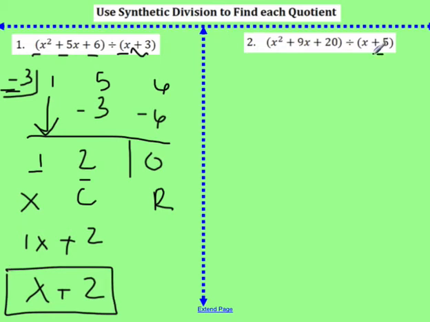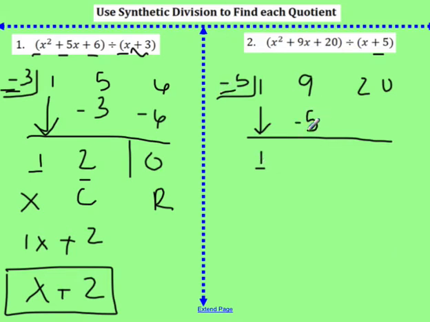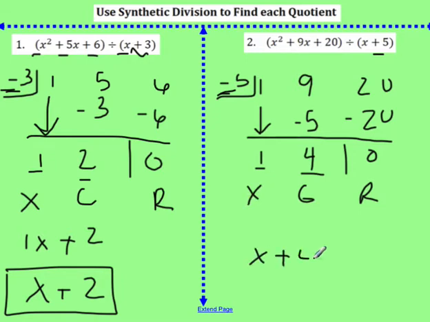Taking a look at number 2, again, the opposite of this term gives you negative 5, and then we have 1, 9, and 20. First we drop down the 1. 1 times negative 5 is negative 5. 9 plus negative 5 is 4. Then you take the 4 and multiply by the negative 5, which is negative 20. You add that and you get 0. So now my remainder is 0, my constant is 4, and my x coefficient is 1. That's the same as x plus 4. I don't need to write out anything with the remainder because that remainder is 0.